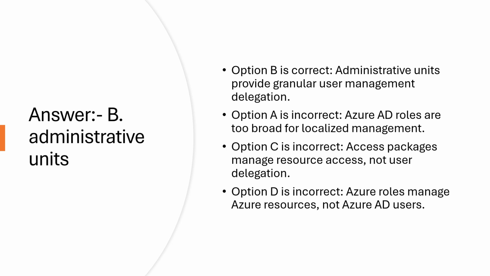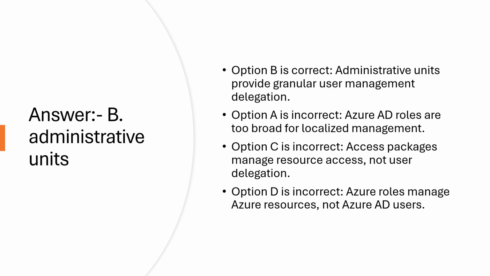In our scenario, we'd create an administrative unit for each office. We'd then assign the local administrator for each office to their respective administrative unit, granting them the necessary user management permissions only within that unit. This means they can manage their local users without affecting users in other offices or the entire Azure AD tenant.